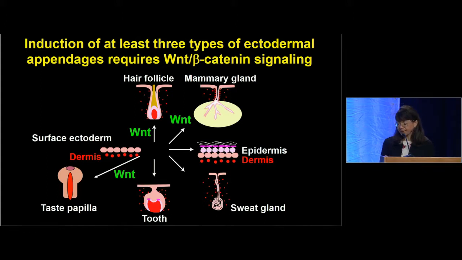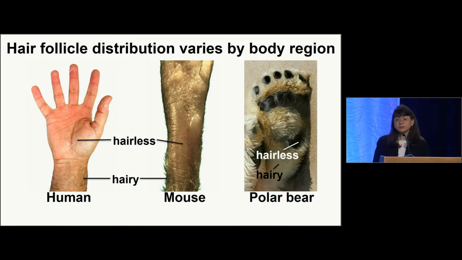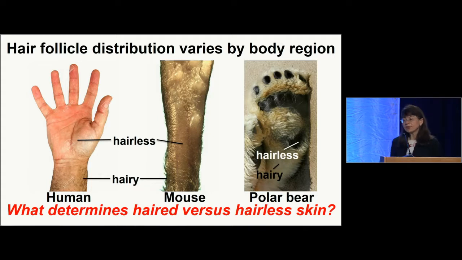the formation of appendages. So as we all know, the distribution of hair follicles varies a lot by body region. And most dramatically, on the skin of our palms and the soles of our feet, there's a complete lack of hair. This is also true in the mouse, which has a hairless plantar region, and even in animals like polar bear that develop quite a bit of hair on the soles of their feet, they also have hairless regions. So we've been very interested in what the factors are that determine the formation of hairless versus hairy skin.